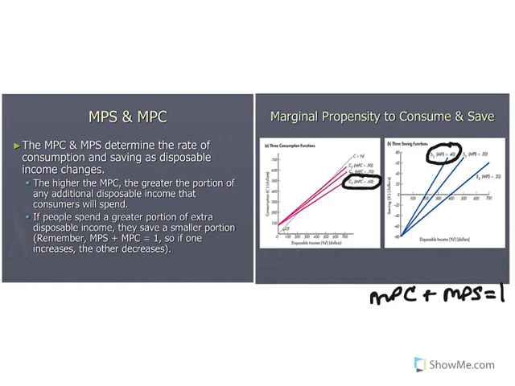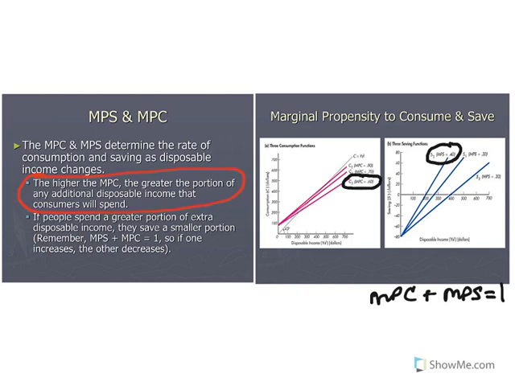Now obviously the higher the MPC, if we're looking over here, the greater the portion of any additional income that consumers are ultimately going to spend. So notice that an MPC of 0.8 relative to an MPC of 0.6 just means that consumers are spending a larger percentage of their change in income. If I had a change in income of $100 and my MPC was 0.8, I'm going to spend $80 of it and only save 20. Whereas if I have an MPC of 0.6, then I'm only going to spend $60 of it and save 40.